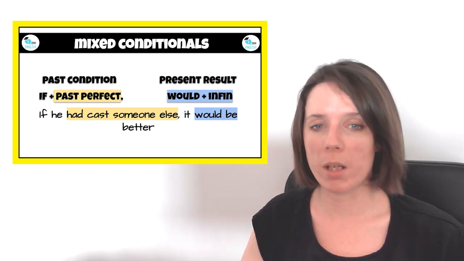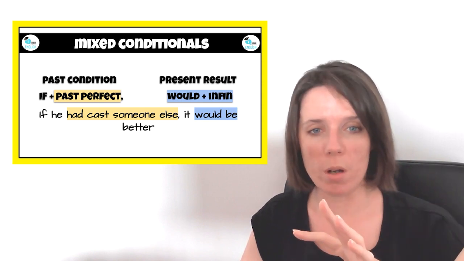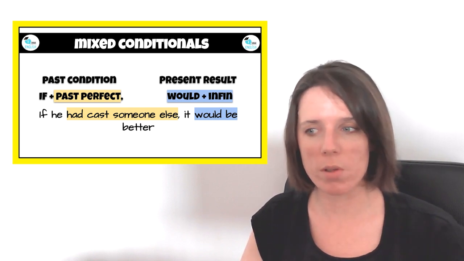So that's how you make mixed conditionals, either a present condition with a past result, or the opposite, a past condition with a present result.